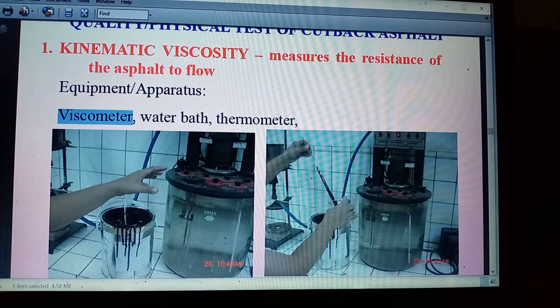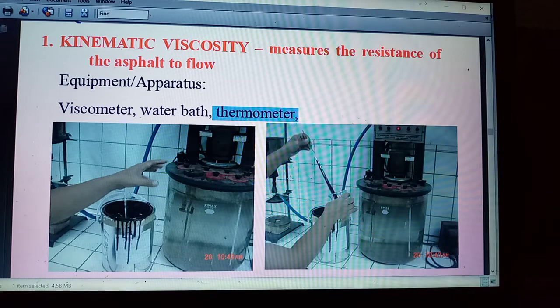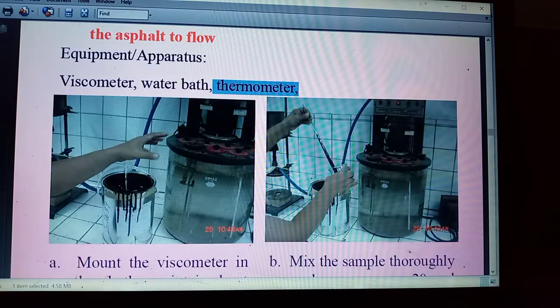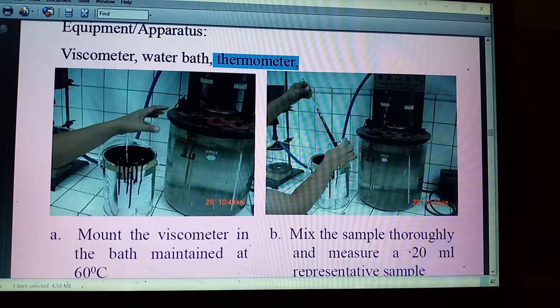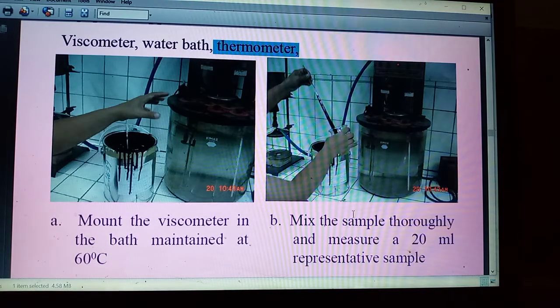Okay? Ito, another aparatos na naman. Speaking of your assignment, ito yung mga sagot. Kung nagbabasa kayo, makita nyo ito. Water bath and then thermometer. Yan. Then, okay, so first step is mount the viscometer in the bath maintained at 60 degrees. Yan. I-mount mo yung viscometer dyan. Then, mix the sample thoroughly and measure a 20 ml representative sample. Ilagay mo dyan dun sa flask. Okay? Ito yung viscometer, ha?